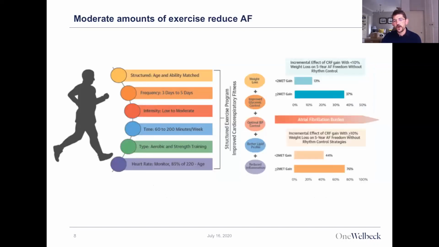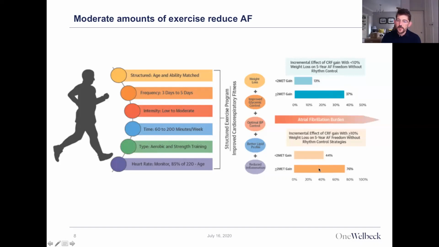And in the same study, they also looked at exercise. So patients were put on a moderate exercise program as described here, and it was seen that the incremental gain in cardiorespiratory fitness, which was judged by greater than 2 metabolic equivalents improvement in their maximal fitness, mattered. So for patients, again, who didn't have any drugs, those that were able to gain their fitness the most had a much greater reduction in the amount of AF they got.